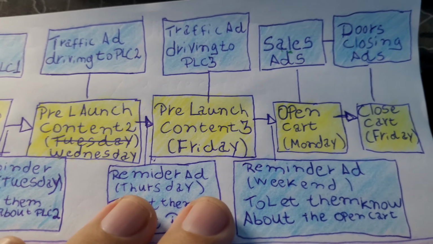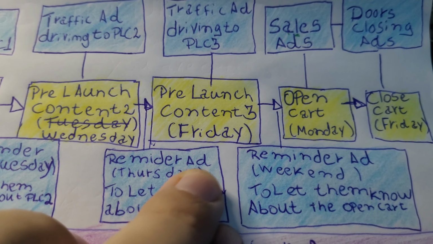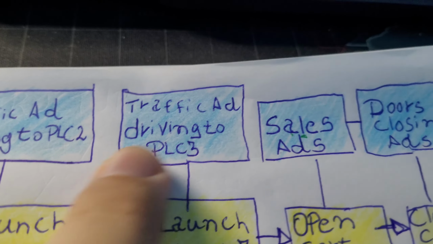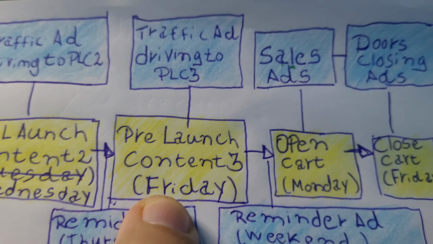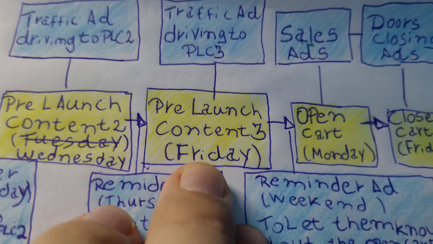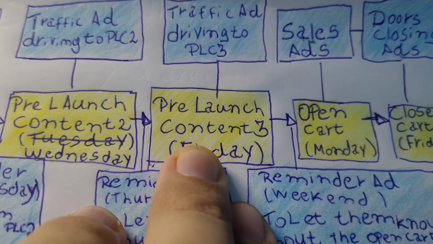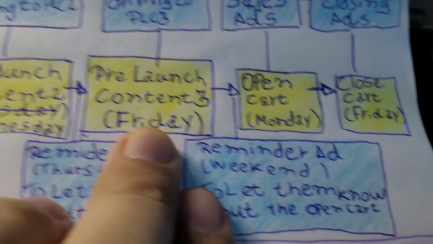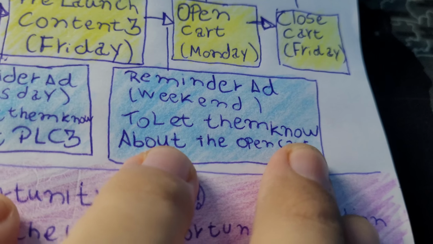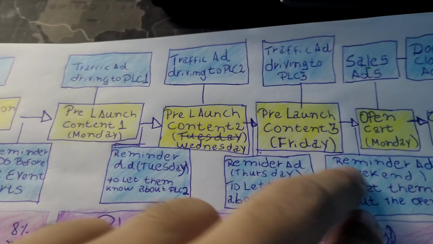Now, the same follows for the pre-launch content 3, which is on Friday, okay? You have one reminder ad on Thursday to let them know about the PLC 3, and then you have a traffic ad driving to the PLC 3 on Friday, right? And then, as I told you, on the PLC 3, you smoothly introduce your offer, okay? And throughout the whole weekend, you'll remind them that the cart will be open. Or even better, you can resend them to the PLCs.